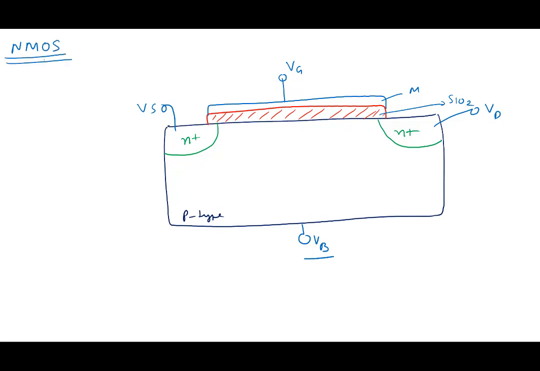Now if you look at this particular structure, when you apply zero gate voltage, 0 volt, this whole thing is p-type. And between n and p, what do you see? Do you see a diode like this? A PN junction diode, right? And as you go here, what do you see again? A PN junction diode.